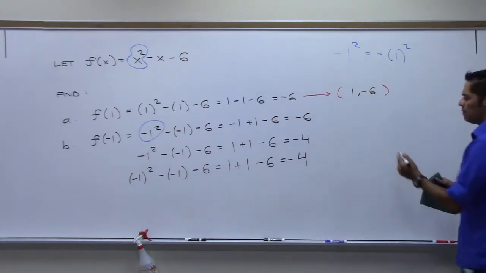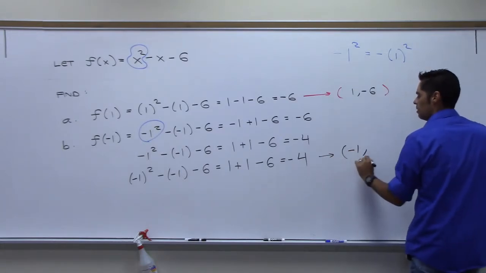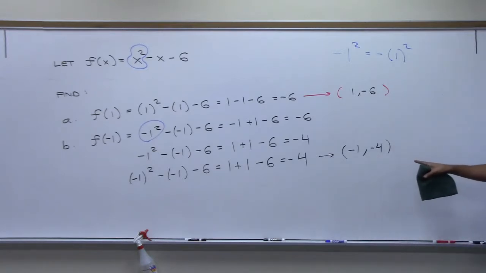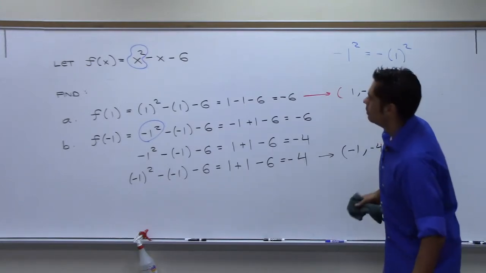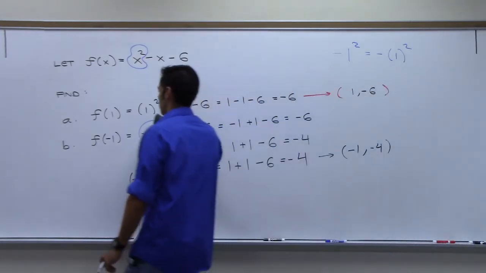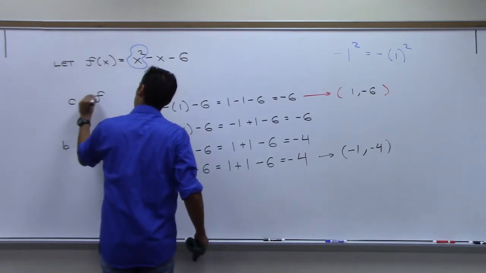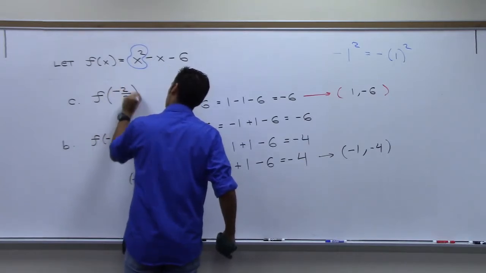Okay, so what would be the ordered pair that would represent this one here? -1, -4? Any questions on that? All right, tell me what this would be. You're going to like this one a lot. See, what's f of -2/3?